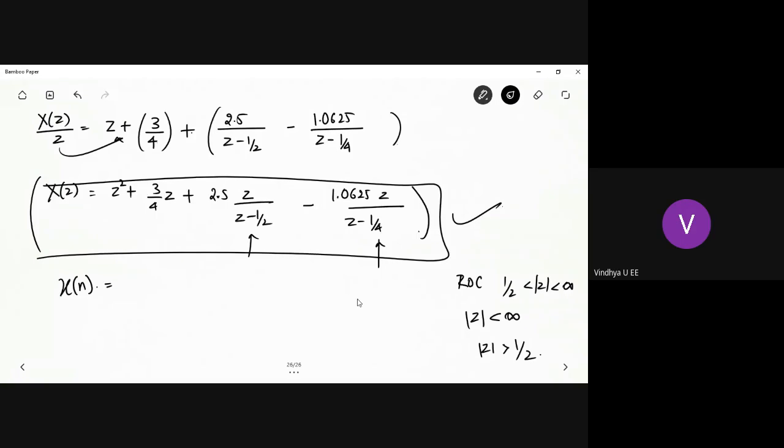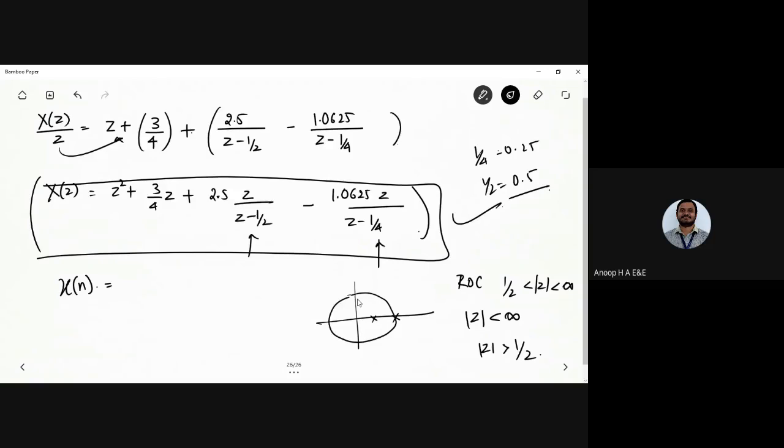The poles are 1 by 2 and 1 by 4, so they have asked for greater than 1 by 2, so it will not be. Exactly. So 1 by 4 will be 0.25, and 1 by 2 is 0.5 here, right? Once I sketch the ROC, I'll have the poles at 1 by 4 and 1 by 2. The greater one is 1 by 2. So the ROC is mod z greater than 1 by 2 and less than infinity.